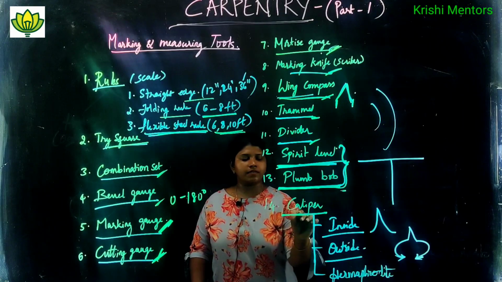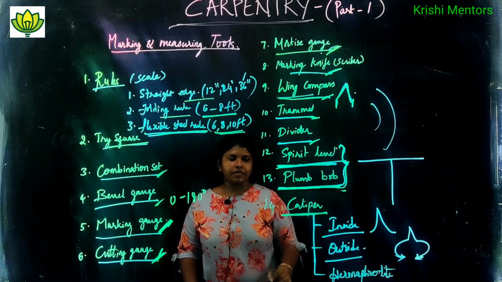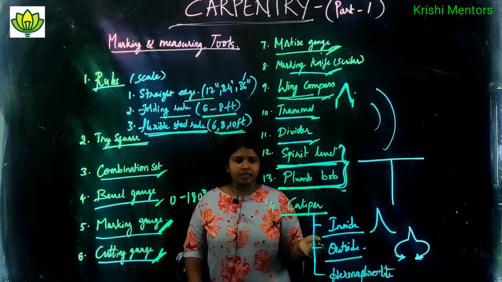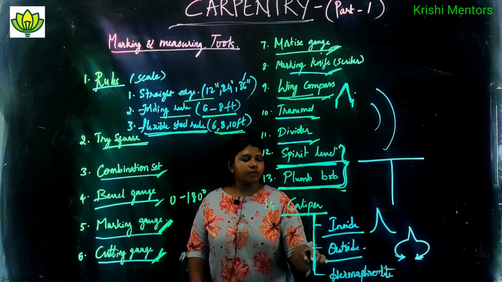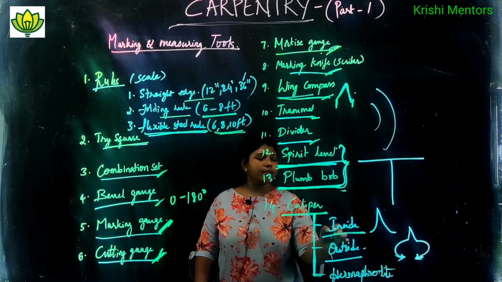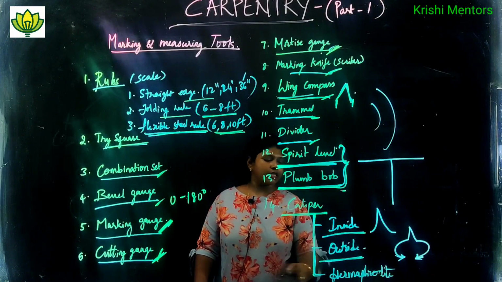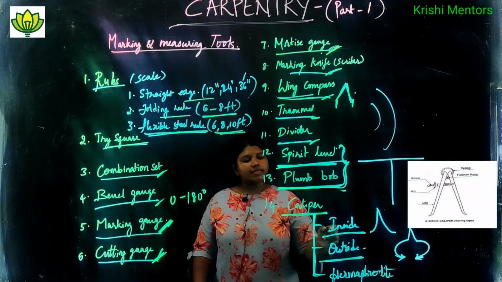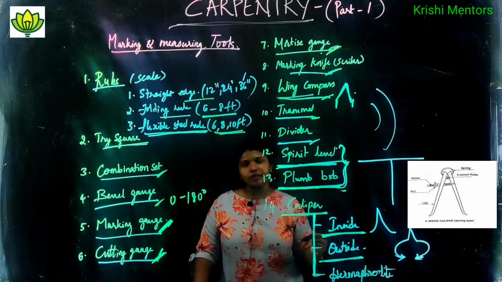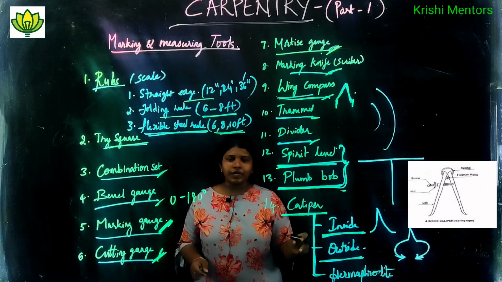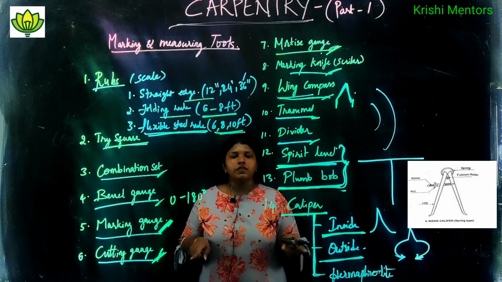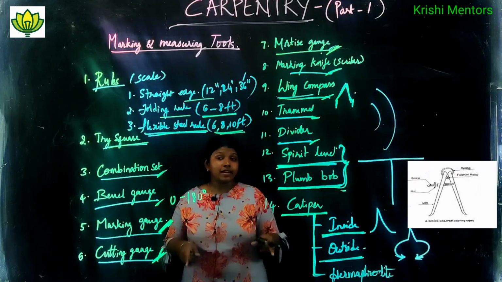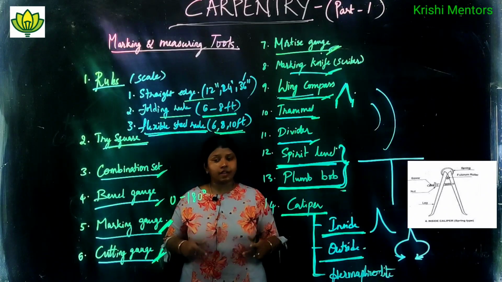And next, at last, we will be talking about a caliper. This also is used to check the measurements. We have three types of calipers: an inside caliper, an outside caliper, and last one is a hermaphrodite caliper. So what is an inside caliper? An inside caliper is a pointed tool, pointed outwards, which is used to measure the dimensions or the diameters inside of a cylindrical object.